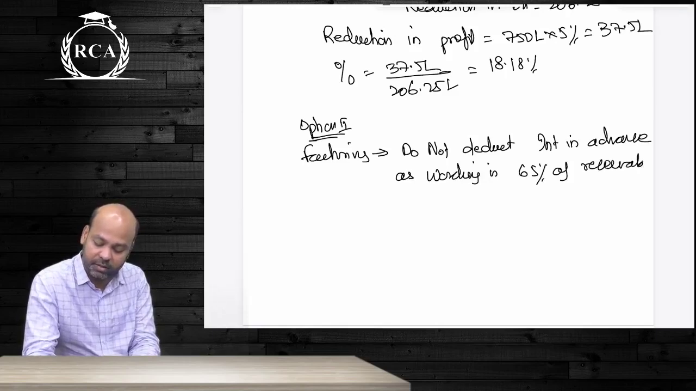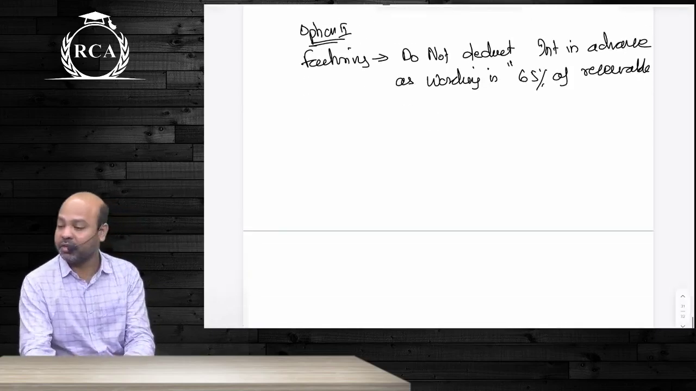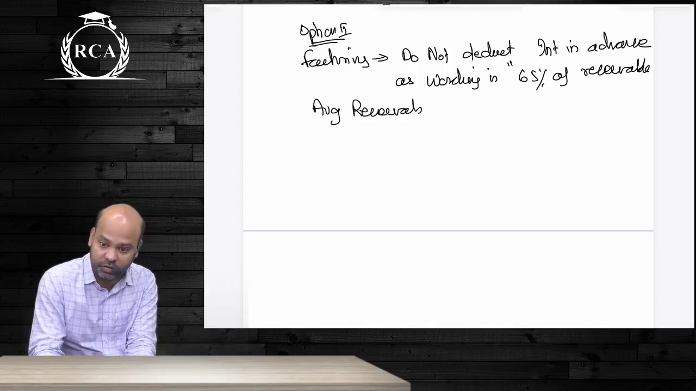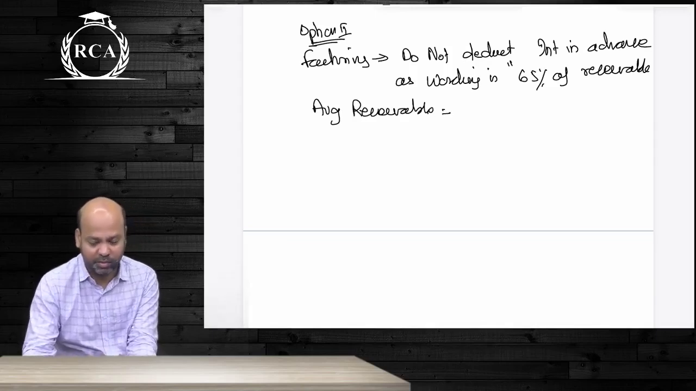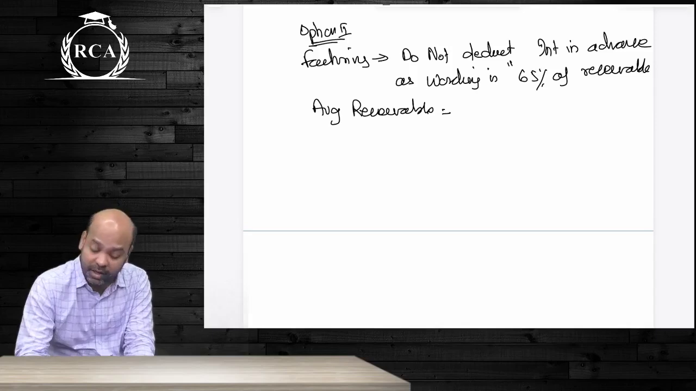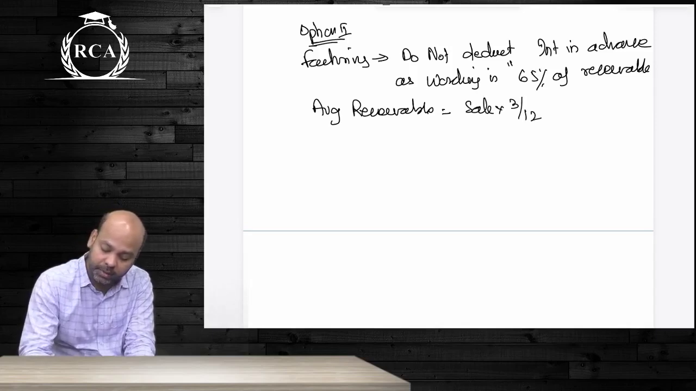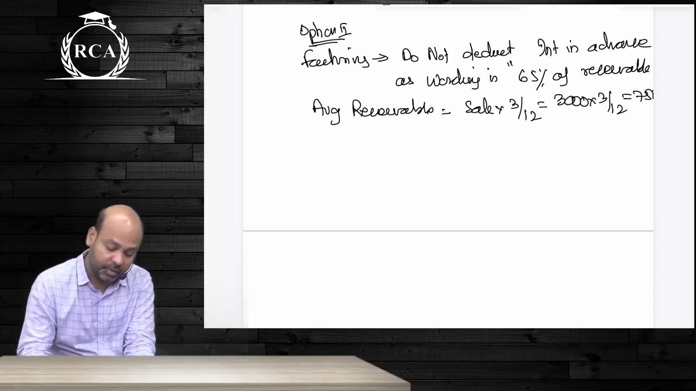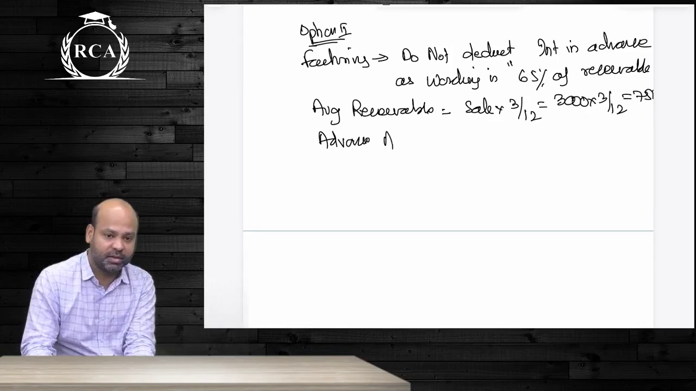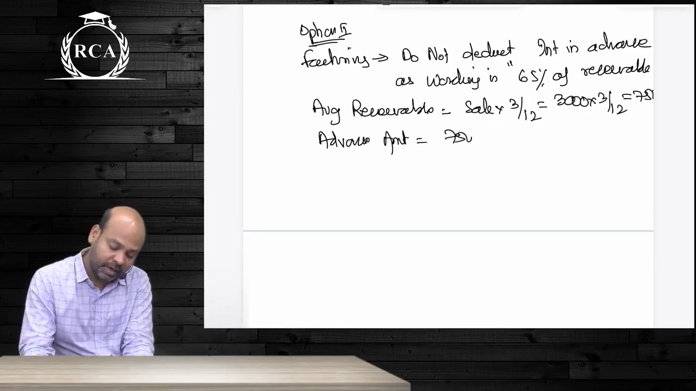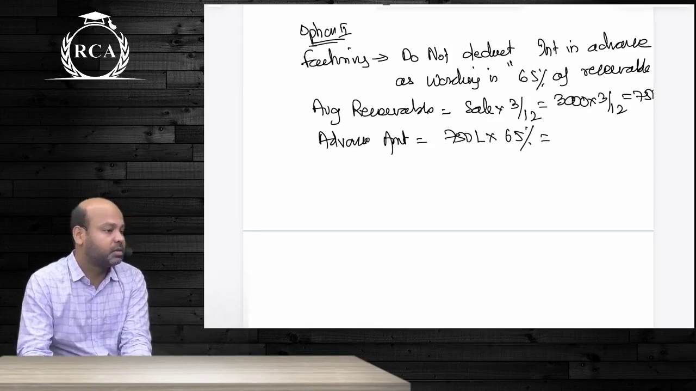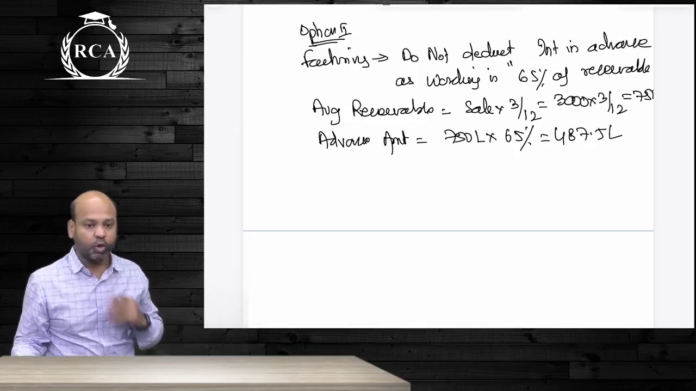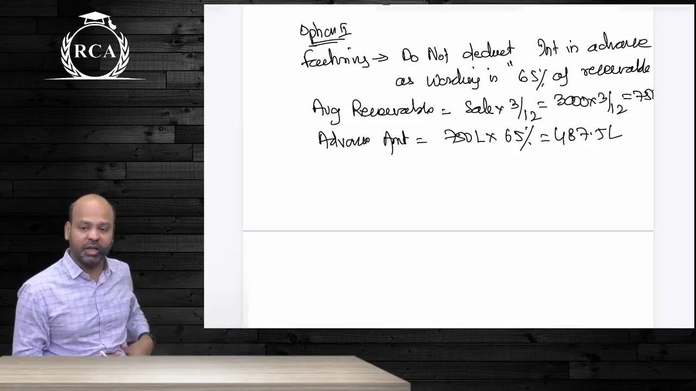Are we clear, guys? We did a question like this in the class already. This will be on sale value, guys, not on cost of sales. You will not go and tell the factor, forget our profit, give me only on cost. Sale value, guys, into 3 by 12. 3,000 lakhs into 3 by 12, beta, is 750 lakhs. What will be the advance amount? Advance amount will be 65% of 750 lakhs, beta: 487.5 lakhs. Now can you compute the amount of commission and the amount of interest in a year, guys?